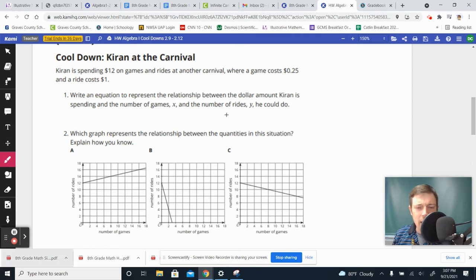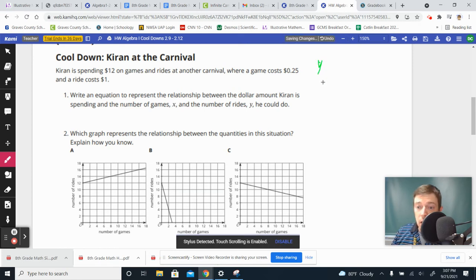We've already had this happen a bunch of times, so this should be pretty quick for you. X is games, Y is rides, and our first task is to write an equation using those variables and using the money in the situation that it shows here at the beginning. So let's jump right into that. If I'm going to ride a ride and it costs $1, then Y would represent the number of rides that I go on and the dollar amount that I spend. So I can just write 1Y plus.